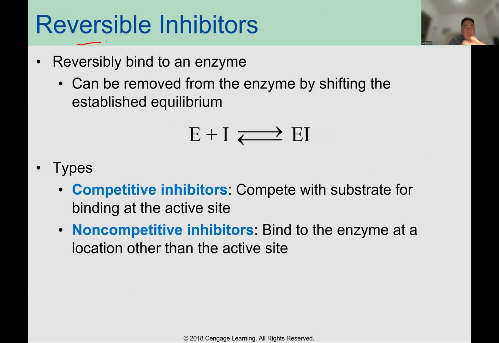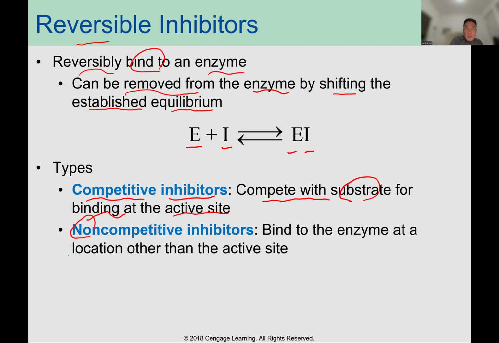Second, reversible inhibitors. They reversibly bind to an enzyme and can be removed from the enzyme by shifting the established equilibriums. Enzyme reacts with inhibitor to generate enzyme-inhibitor complex. There are two types. Competitive inhibitors compete with substrate for binding at the active site. Non-competitive inhibitors bind to the enzyme in a location other than the active site.